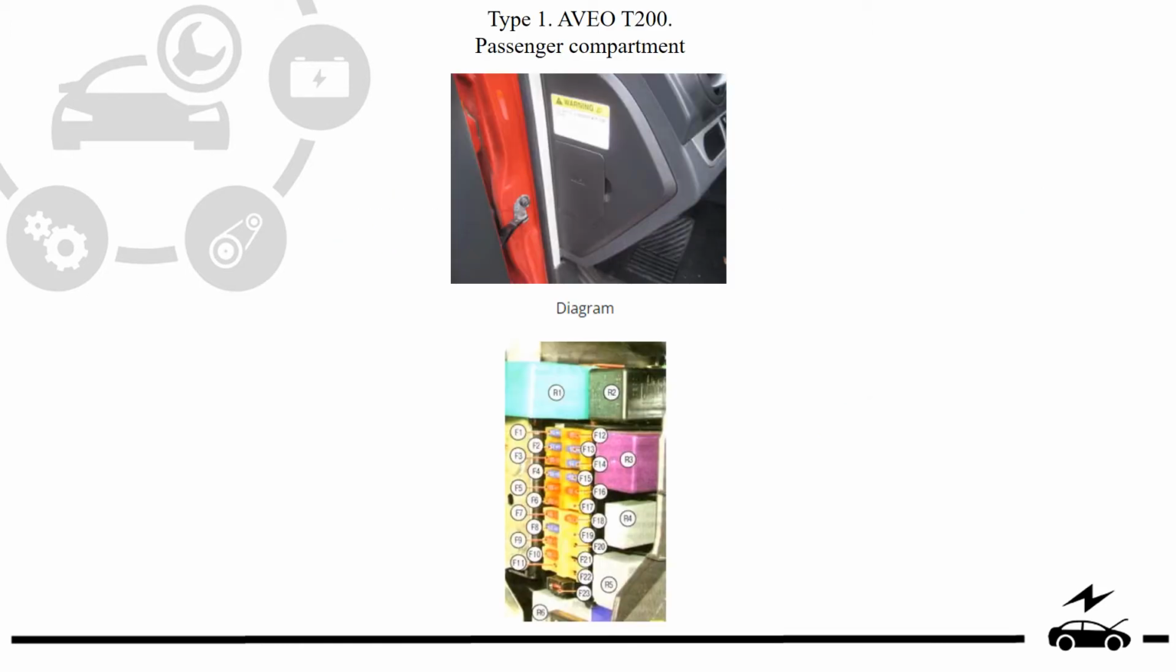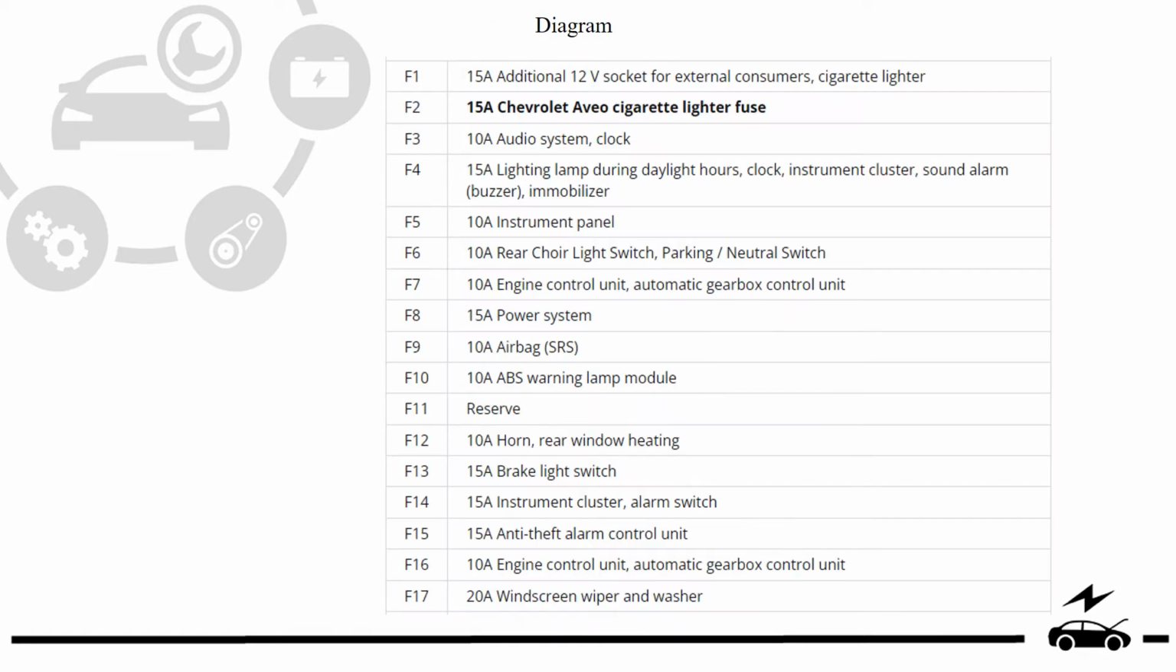Type 1. Passenger compartment. Fuse box. Diagram. Assignment.